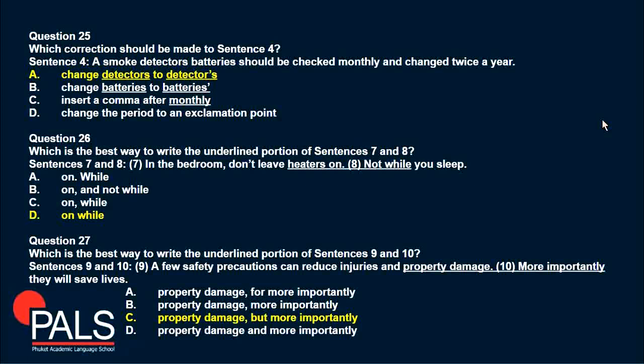The correct option is letter C. Why? Because this is the correct way to join two independent clauses. This is what we call a compound sentence. Both of them are independent, so what do we need for independent clauses in order to join them, to make them a compound sentence? We need a conjunction. All right, FANBOYS. So the best option that we have there is letter C.